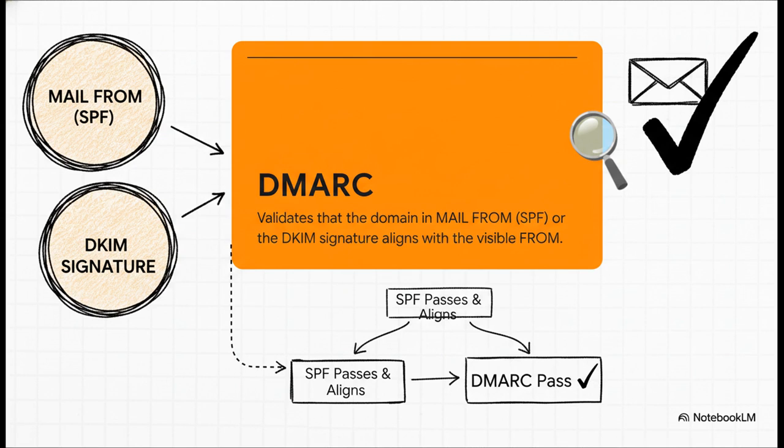It checks for alignment. Basically, DMARC validates that the domain in the hidden envelope sender address, which is what SPF checks, or the domain in the DKIM signature perfectly aligns with the visible from address that your user actually sees sitting in their inbox.